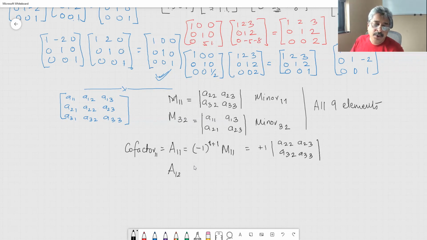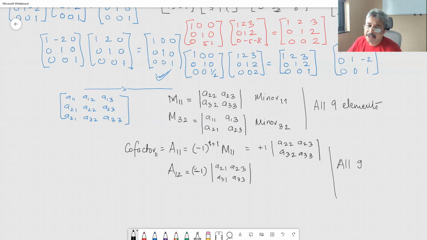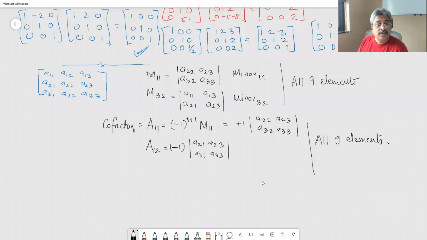Cofactor of A12 will be minus 1 raised to 1 plus 2, which is 3, and minus 1 raised to 3 is odd. Therefore, minus 1 will survive, and then the determinant: first row, second column eliminated, A21, A23, A31, A33. Understood? Like that, we will have cofactors of all 9 elements. Is that correct?